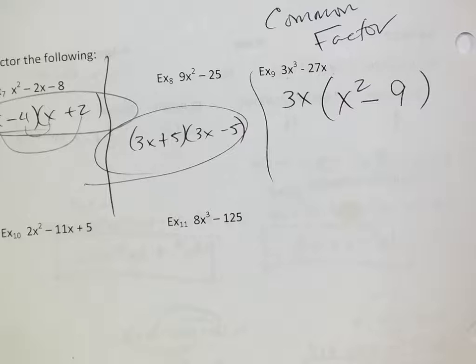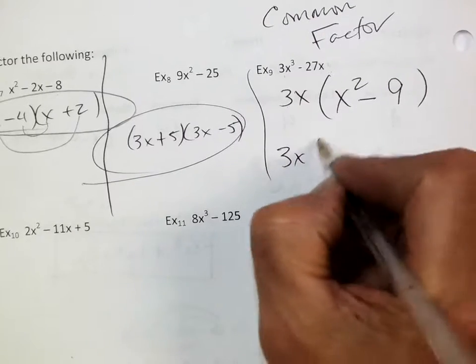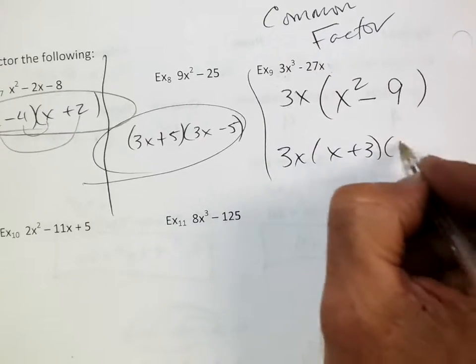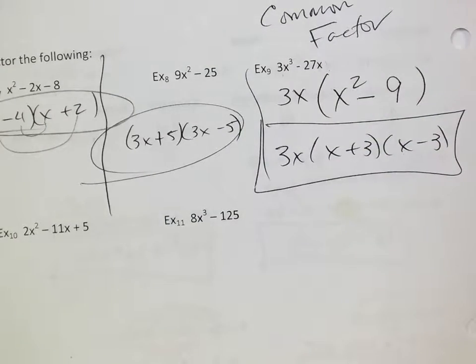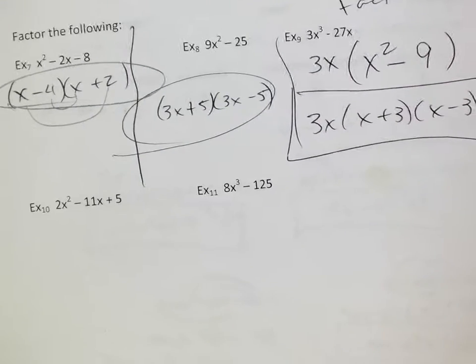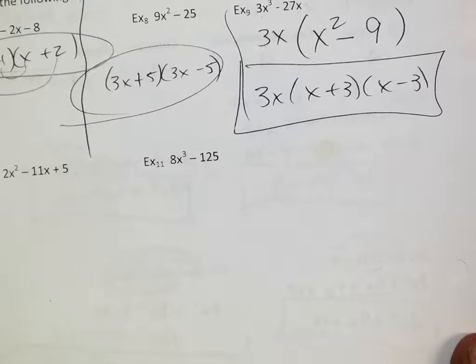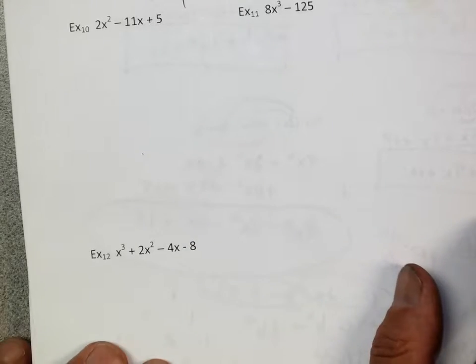Now, can you factor that again? Of course you can, right? It's easy. So I go just x plus 3, x minus 3, okay? All right, how am I doing? We're going slowly enough? Okay, number 10.